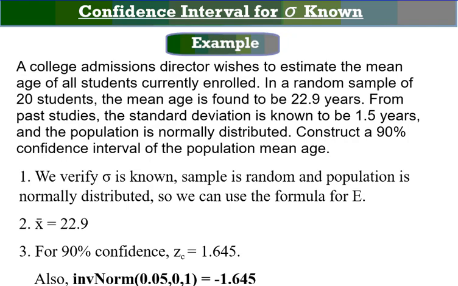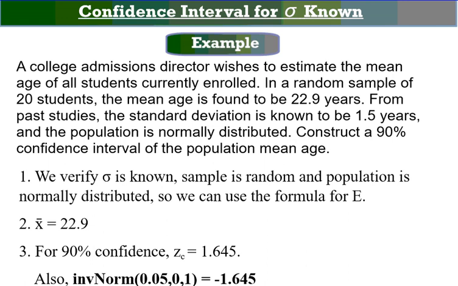So here's an example. Let's say a college admissions director wishes to estimate the average age of all students currently enrolled. In a random sample of 20 students, the mean age is found to be 22.9 years. From past studies, the standard deviation is known to be 1.5 years, and the population is normally distributed.